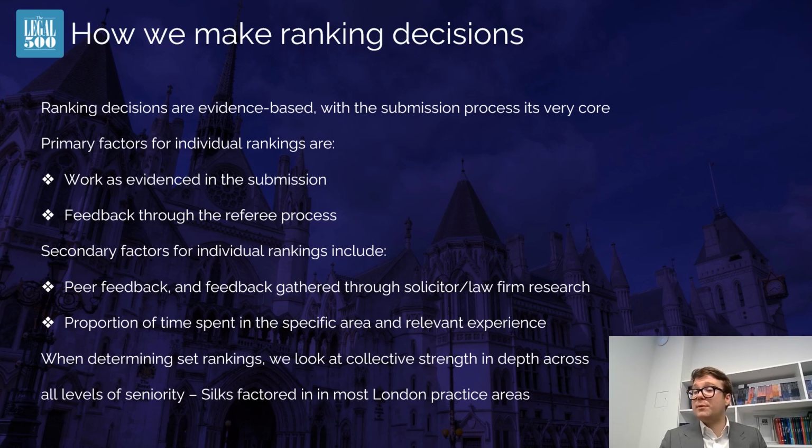By strength across all levels, we do mean that, including junior levels. For instance, a set with a slightly stronger group of silks but a clearly weaker group of juniors would be likely to be ranked below a set with fewer ranked silks but much more talent coming through.